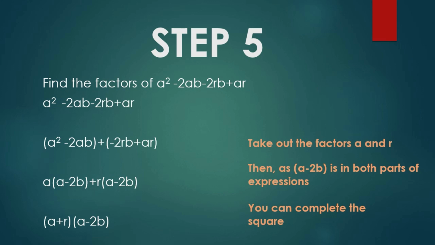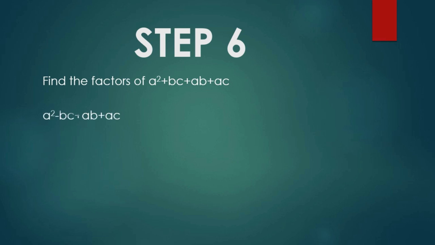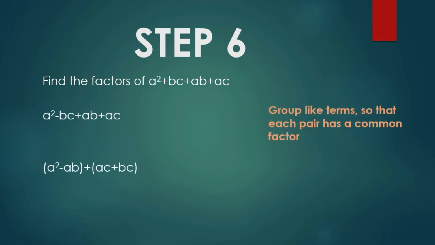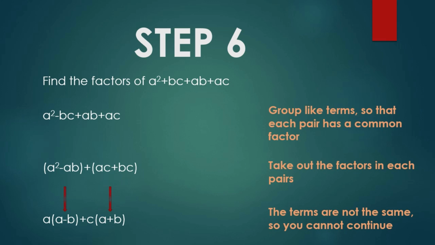Step 6, we find the factors of a squared plus bc plus ab plus ac. This has the conclusion of grouping the like terms, as you can see there. As you can see, we have to factorize out a and c. And in this example here, we cannot go down any further because the signs are different. As you can see here, the signs are different, so this will have no solution. We cannot go down any further.